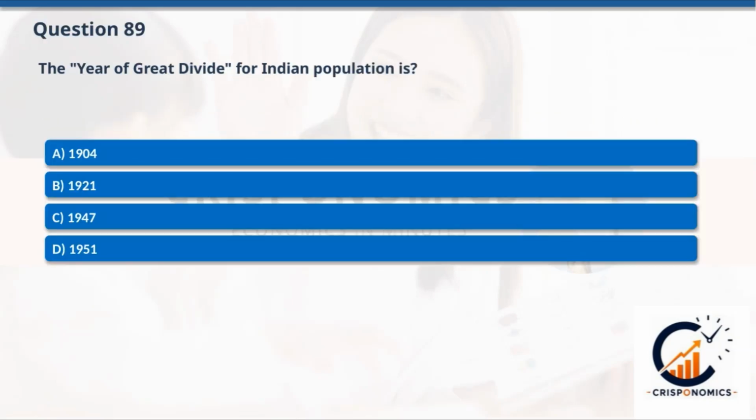Let's take a moment to consider a key turning point in India's population history. The question asks, which year marks the Great Divide for the Indian population? The options range from 1904 to 1951. This isn't just a date, it's about understanding when significant demographic changes began to shape the country's future. Think about the social and economic shifts around those times. Which year do you think stands out as the pivotal moment?